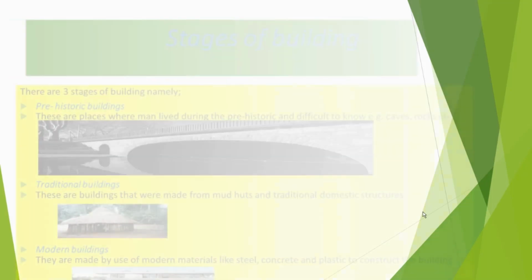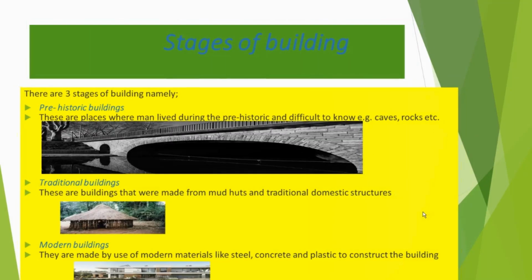Then the third element, we're going to tackle the stages of a building. We have three stages of a building, which are prehistorical buildings, traditional buildings, then lastly the modern buildings. The prehistorical buildings are where man used to live in the prehistorical times, and they used to live in caves, logs, etc.